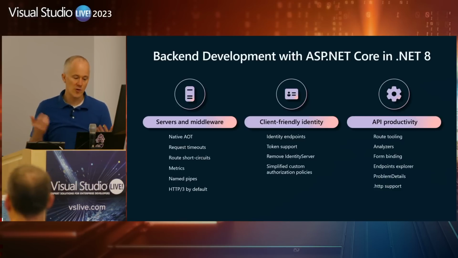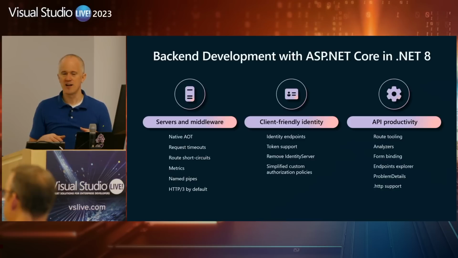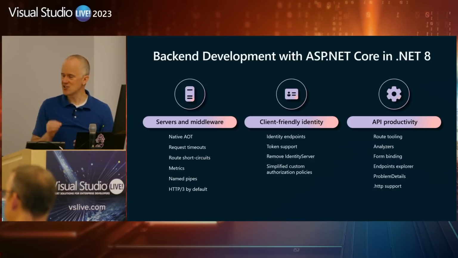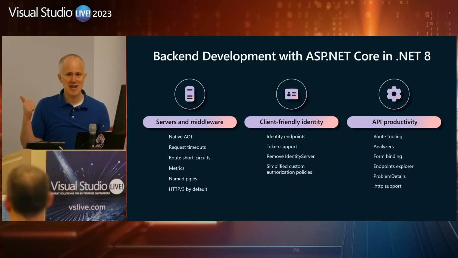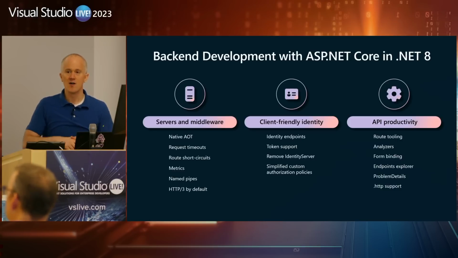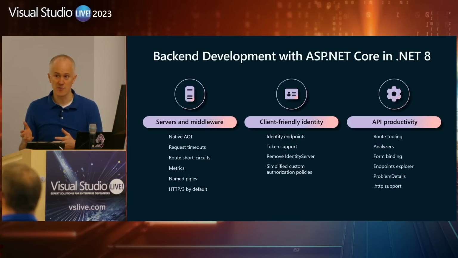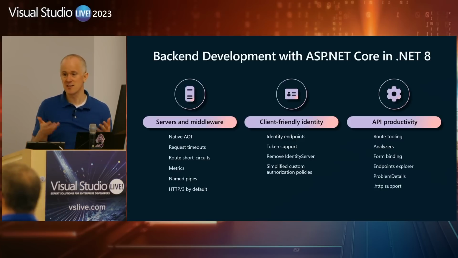New middleware for request timeouts and short circuits. We're adding a bunch of metrics so you get much better observability for your ASP.NET Core apps. Kestrel in .NET 8 now supports named pipes, so it has a completely new transport. We already talked about how HTTP/3 is now enabled by default. Whole new authentication story in .NET 8, the new identity endpoints, and then also an API development experience in .NET 8 that's vastly improved, lots of great productivity tooling and features that you can use to build out your APIs. So front end, back end, using .NET, we've got you covered.